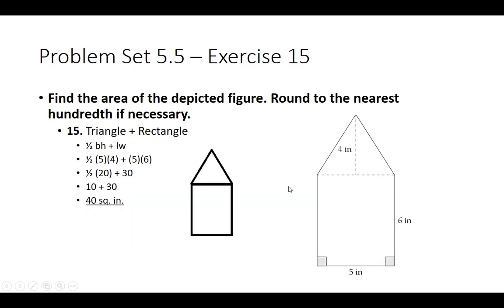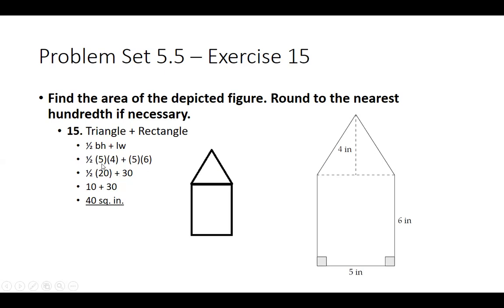Number 15, we have this figure here. We're asked to find the area, and again, round to the nearest hundredth if necessary. We can split this into a triangle and a rectangle, so the total area will be the area of the triangle plus the area of the rectangle. The formula for area of the triangle is 1/2 base times height. The base would be 5 inches. The height would be 4 inches.